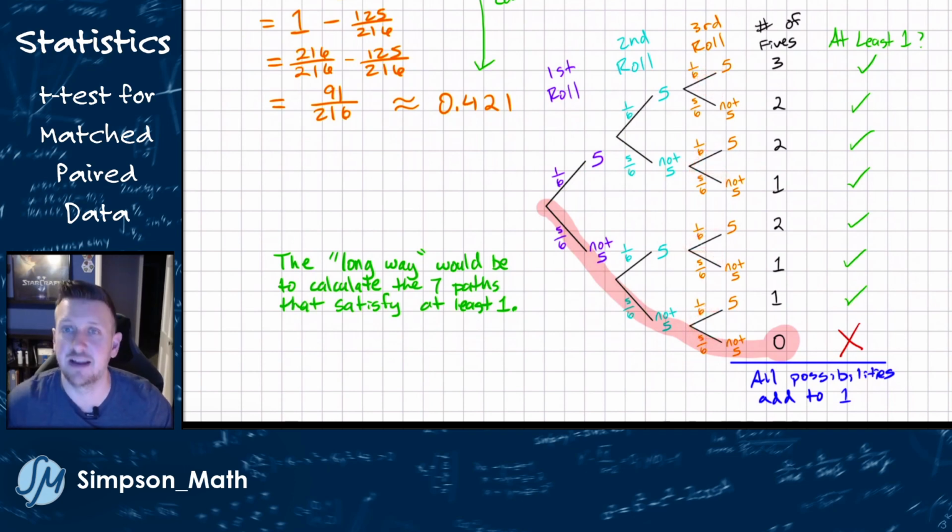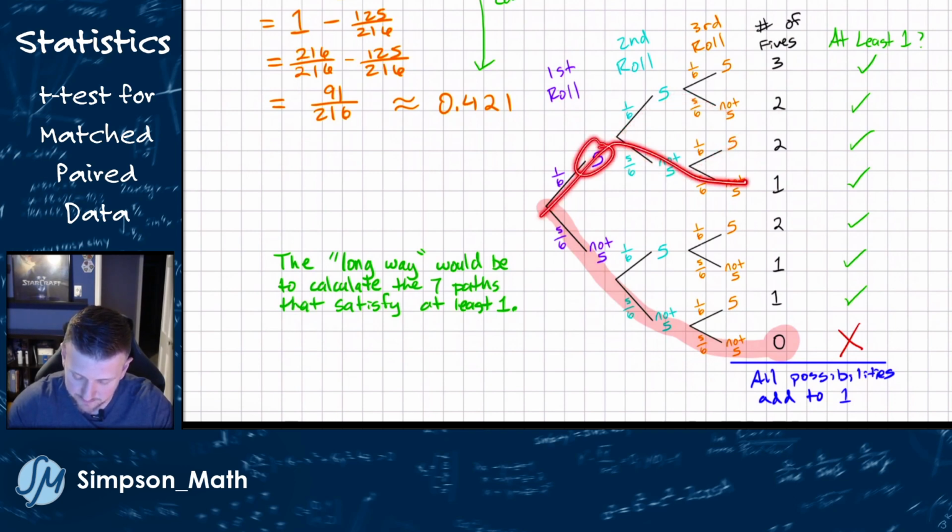Let me count the number of 5s that could happen. In this top path, I ended up with 3 5s, 2 5s in this path, 2 5s, just one 5 right there. This one I have 2 5s, not 5, and then 5 5. So that's how I got 2 5s. These next two I only have 1 5. So not 5, not 5, or not 5.